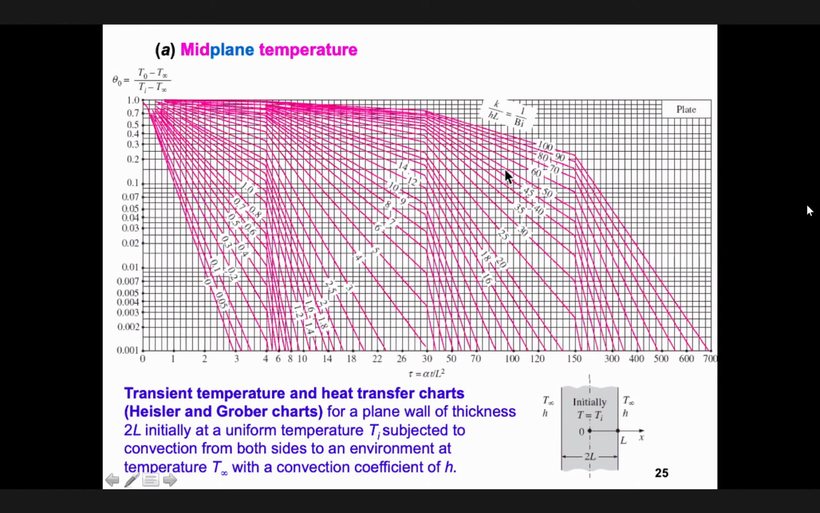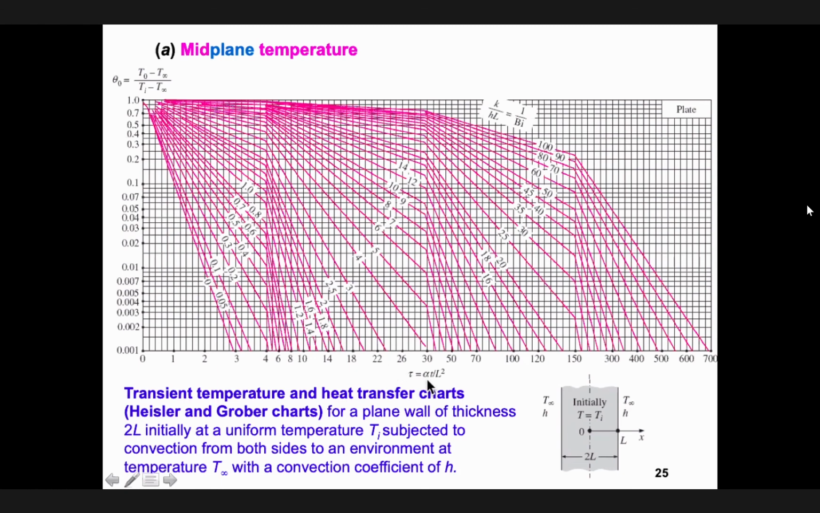How can you calculate it? You calculate the Biot number. The Biot number here is hL over k. Therefore, you know the thickness of the wall, the convective heat transfer coefficient, and the conduction. These lines represent the Biot number, from 0.05 all the way to 100.